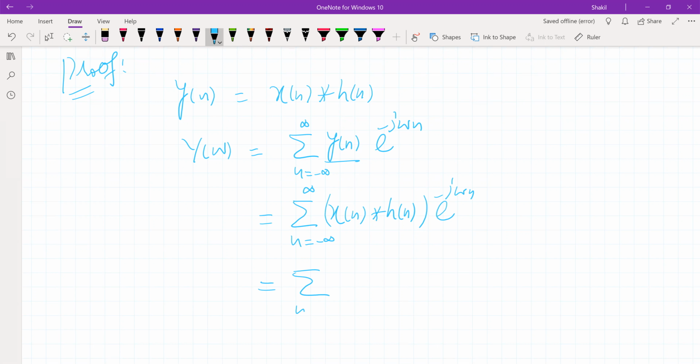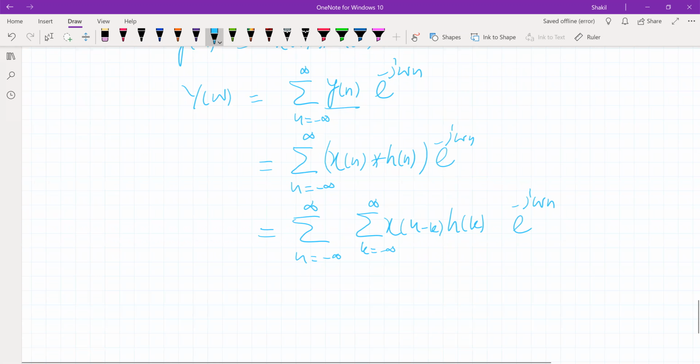Now, using the definition of convolution, this is simply the summation, k running from minus infinity to infinity, of x of n minus k times h of k, then e to the power of minus j omega n. All right, this is how we write it. Now you can see this summation varies over k, this summation varies over n.